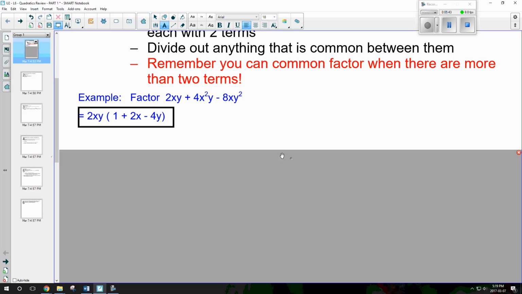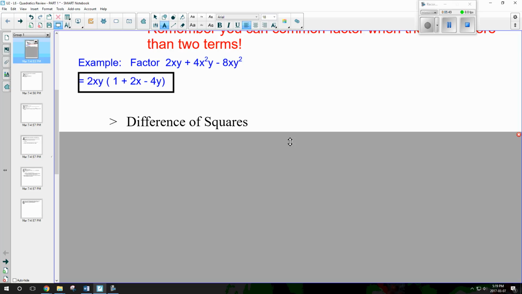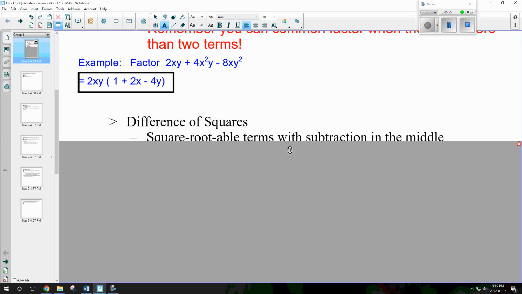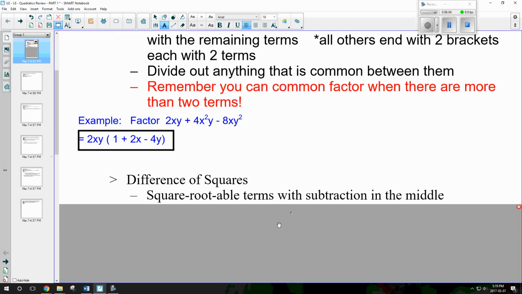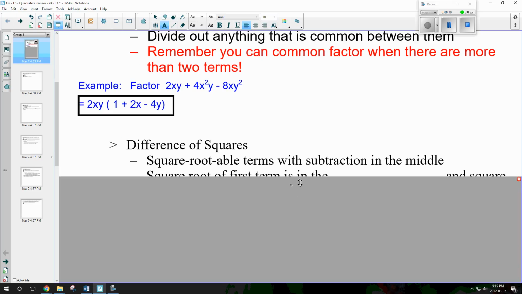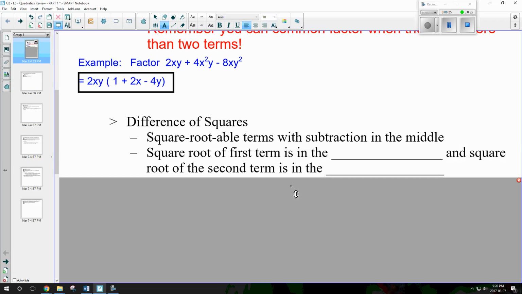The next type of factoring that we're going to look at is difference of squares. So remember, there's a couple of conditions that we used to help us determine when there was a difference of squares and when we used this special case. So the first one is that there's only two terms, which is why it's under this heading here of two terms. There's only two terms for difference of squares. So we know right away when there's only two terms, we should be checking for difference of squares. Our second condition is that they're square rootable terms with subtraction in the middle, and that's actually our two other conditions. Square rootable terms, remember, mean that they square root to a nice number, and a subtraction in the middle means that there's that minus in between the two terms.